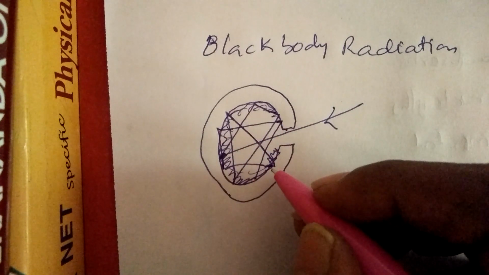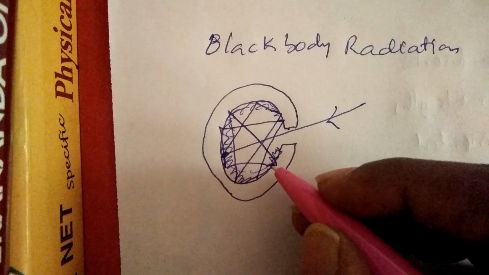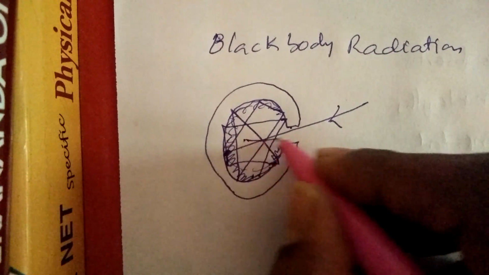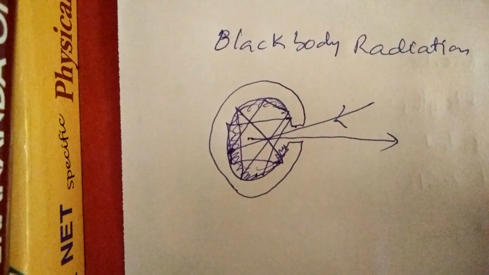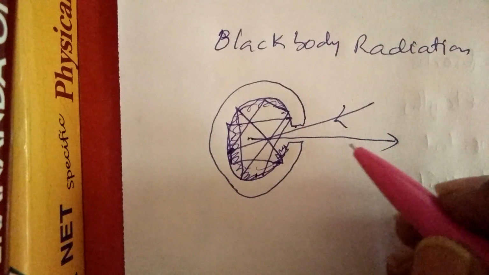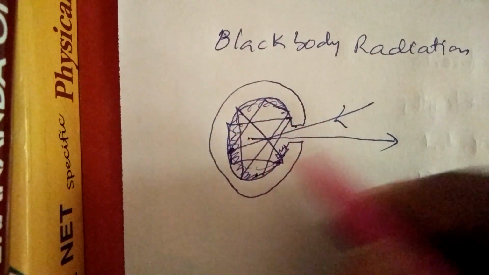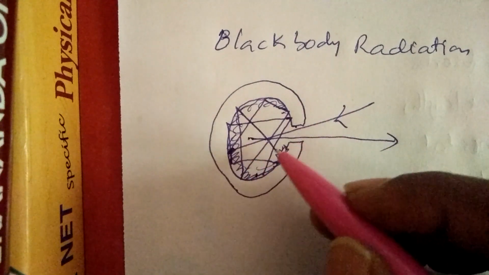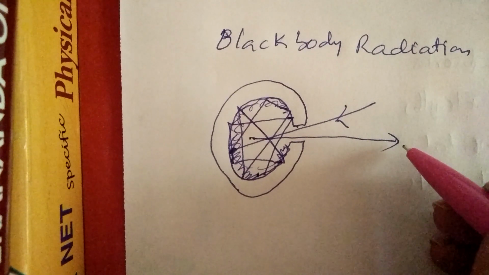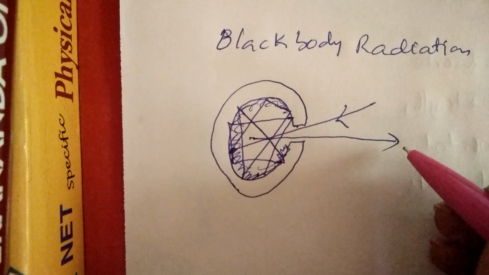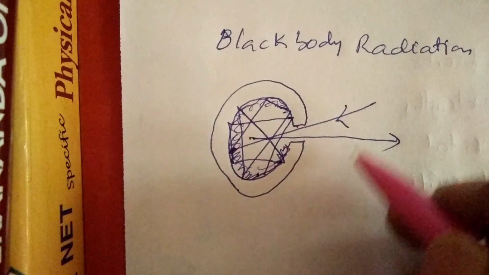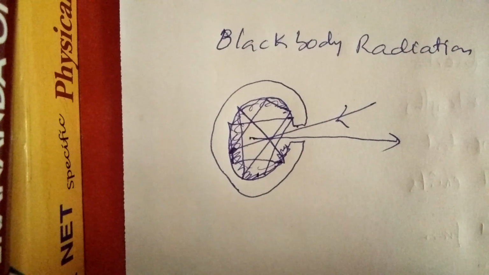And when it is isolated and cooled, it emits all kinds of radiation which it absorbed. So simply, a black body absorbs all kinds of radiation incident on it, and it emits all kinds of radiation when it is isolated and cooled. This type of object is called a perfect black body.